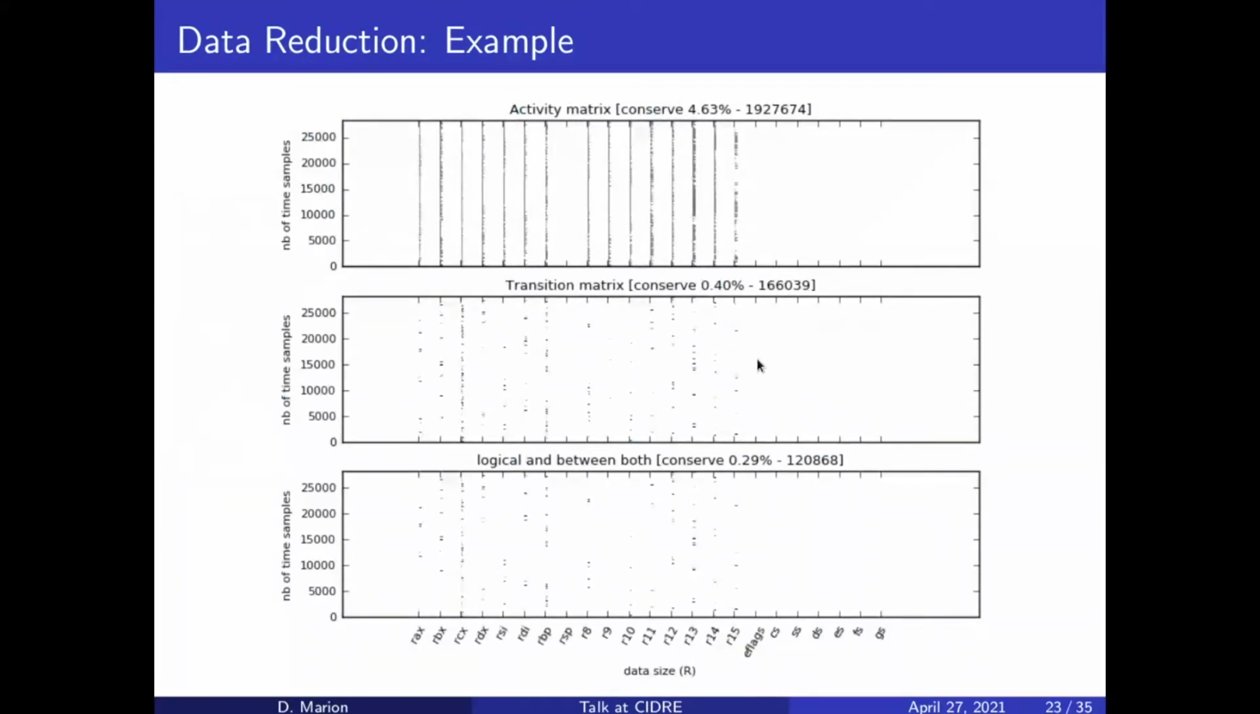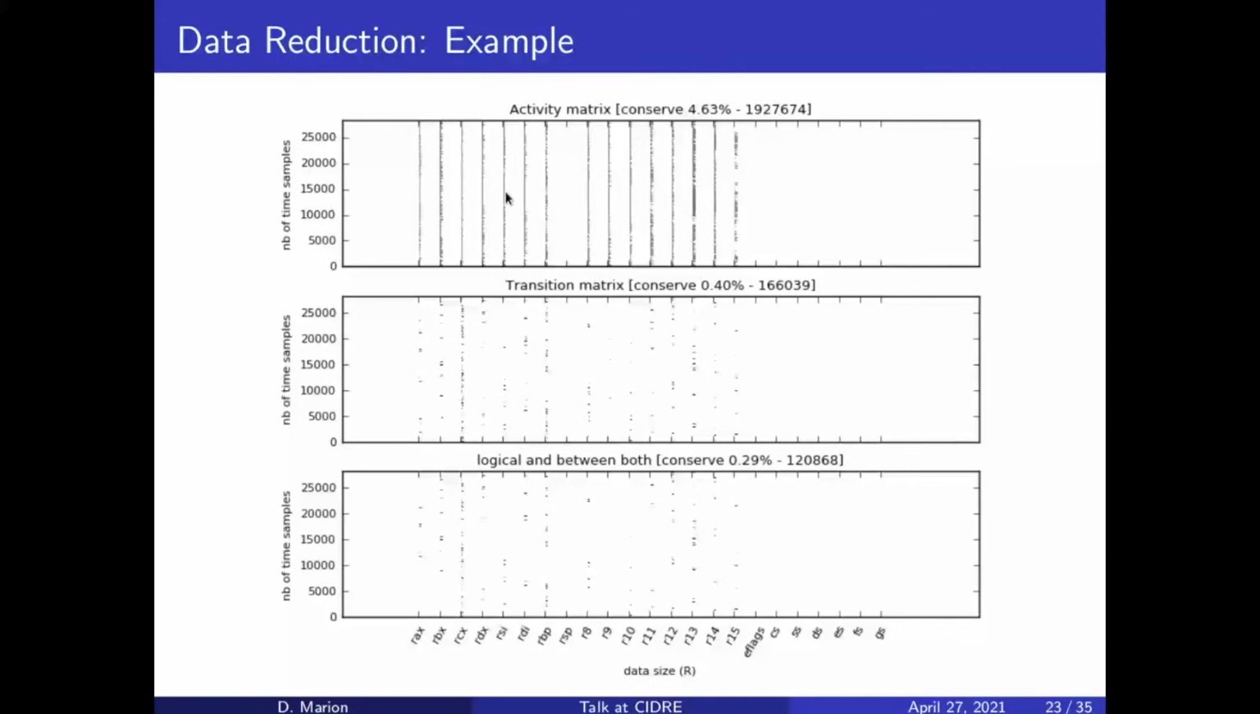And if we apply these reductions, we are still using the same white box implementation. First here we have the activity matrix. We can see that over Q, some bits have been removed. If you remember the first picture, we had really black here, and now it's removed. It means that this register never changed over Q.